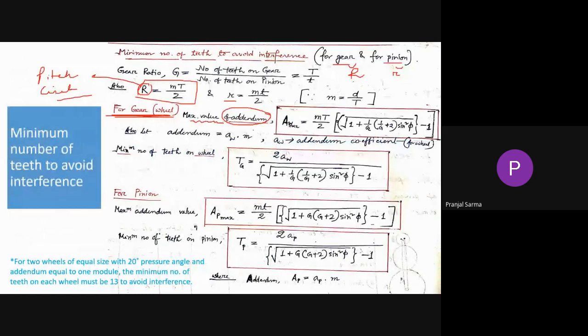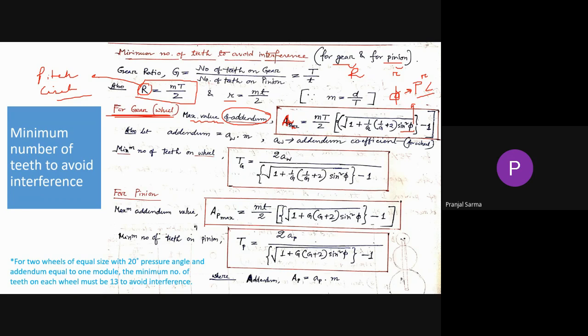So the addendum, capital A with subscript W for the wheel or the gear, the bigger one, has this maximum value. It is given by mt by 2, bracket, root over 1 plus 1 by G, where G is the gear ratio, whole into 1 plus 2 into sine square phi, where phi is the pressure angle, minus 1. This is the maximum value of the addendum.